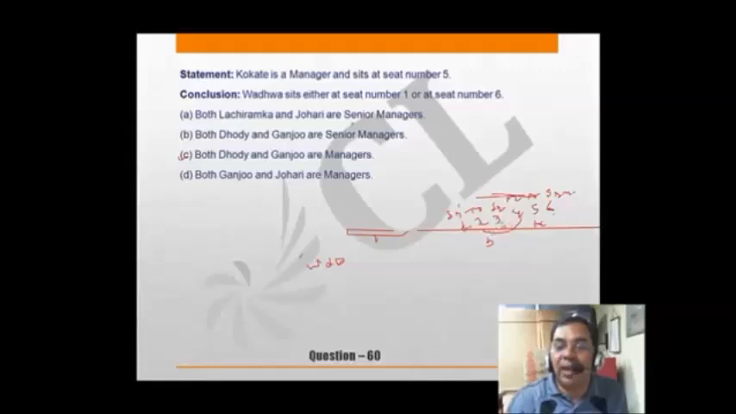And if Dhodi is here, then Vadhva cannot be 3, but it can be 1. So this is correct, because if I make Dhodi sit in number 2, then 1 and 3 for Vadhva are gone, so he has to sit at number 6. And if I put Dhodi at seat number 4, then 3 is gone, it can be either 1 or 6. So both Dhodi and Ganju are managers, I can say Vadhva sits at either seat number 1 or seat number 6.